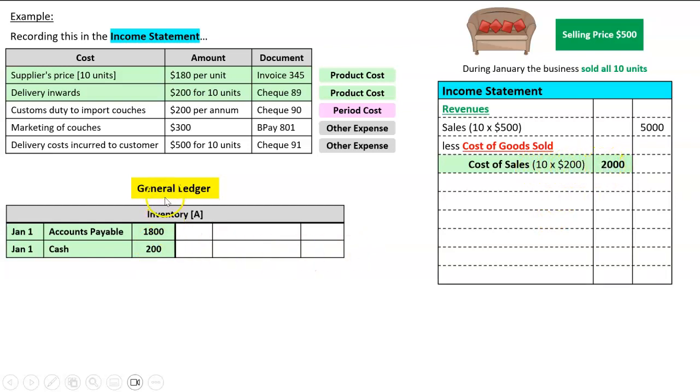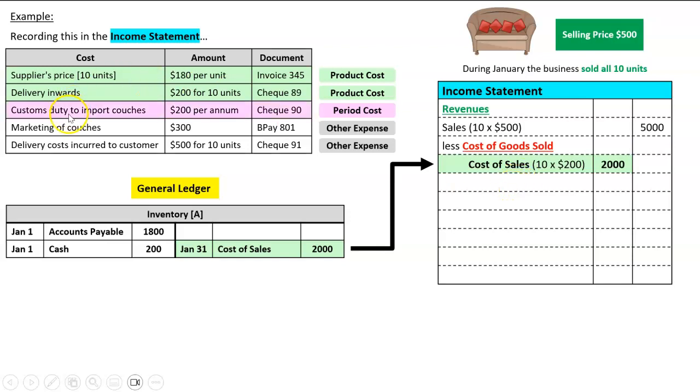And what we can see here is an entry we've been doing for a while. If I said to you we made a sale of $2,000 of inventory, what would you do to this ledger? You do a credit there called cost of sales. That's actually what we're going to put up here in the income statement. So the cost of sale is the cost or the product cost of the inventory that we sold.